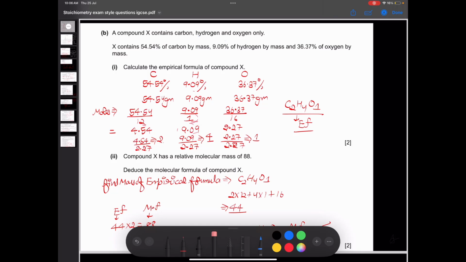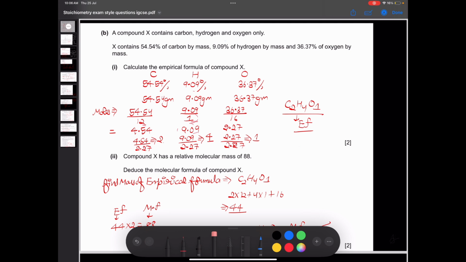Alright, now let's start with stoichiometry practice problems. The first question on our screen is that there is a compound which contains carbon, hydrogen, oxygen, and we are given the percentage of each atom in the compound. Then they're asking you to calculate the empirical formula.